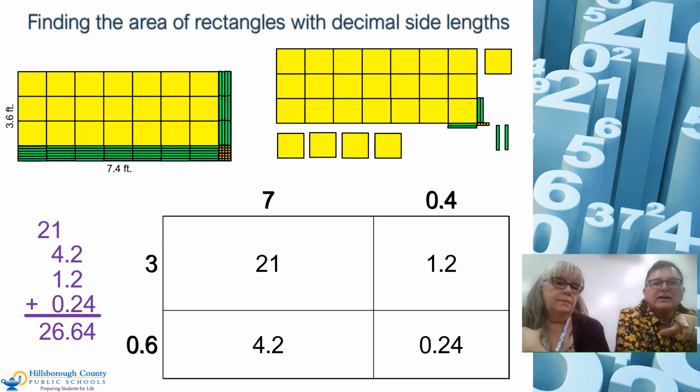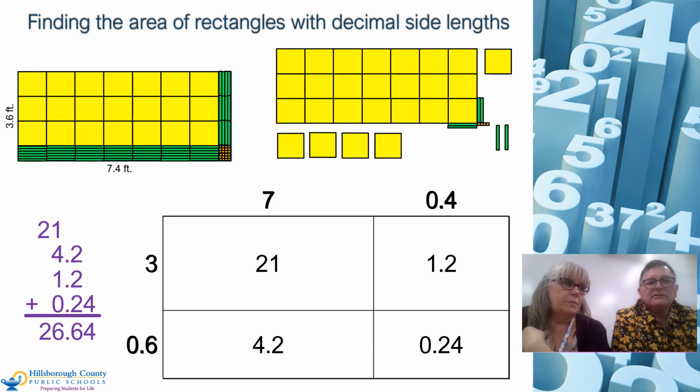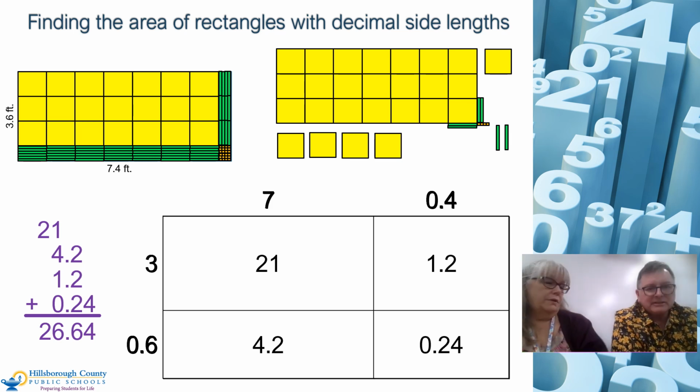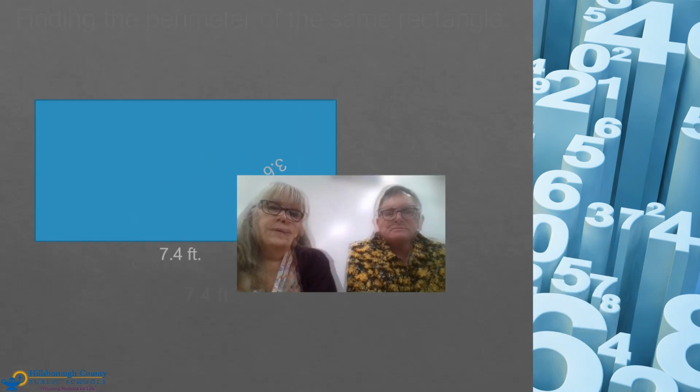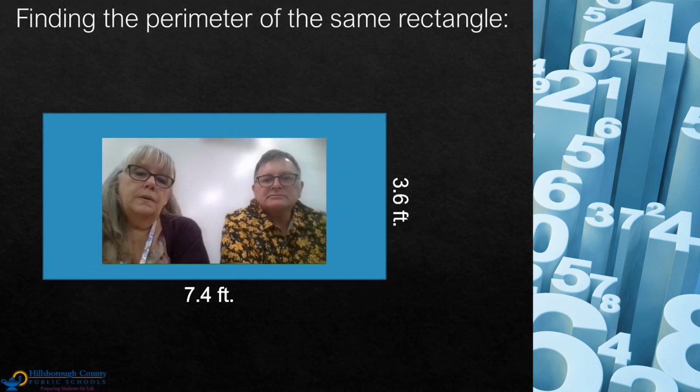So the area of that room, I need 26 and 64 hundredths of carpet. Hundredths what? What's my unit? Oh, feet squared. Square feet. Yes, because otherwise... That's right. I need to make sure I put the units with the numbers. Otherwise, exactly. It's not part of the context. We know how much carpet she needs.